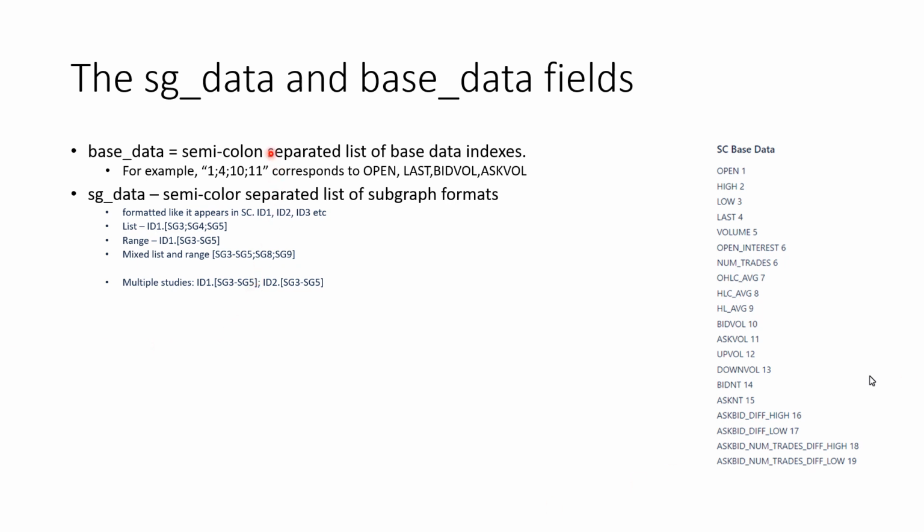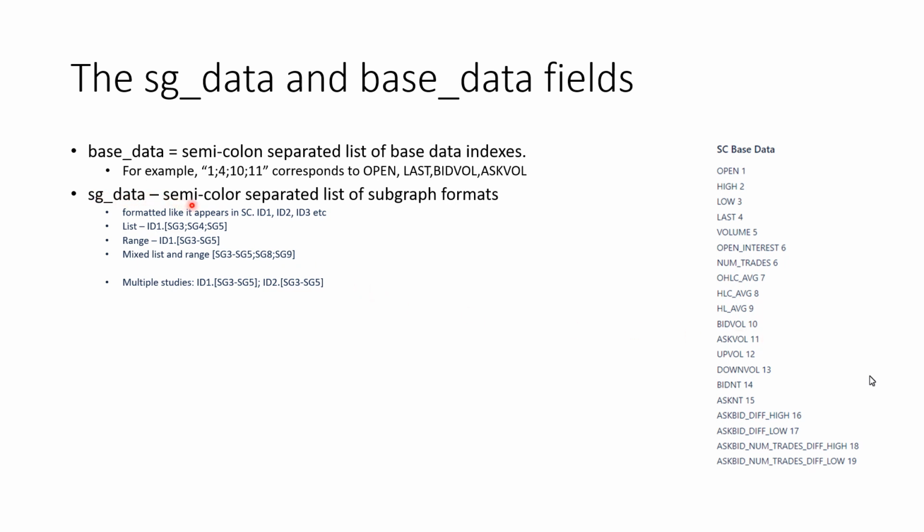Okay, so let's talk a bit about the subgraph data and the base data fields. Base data is a semicolon separated list of values. In this example, it's going to look something like this. We have 1, 4, 10, and 11. 1 corresponds to the open, 4 is the last, 10 is bid volume, and 11 is ask volume.